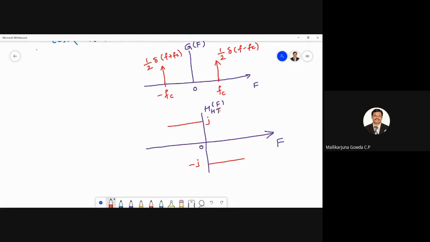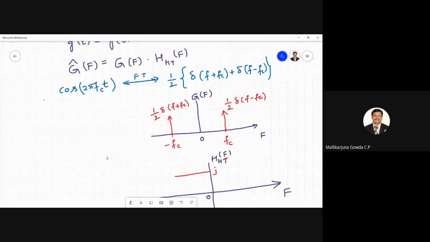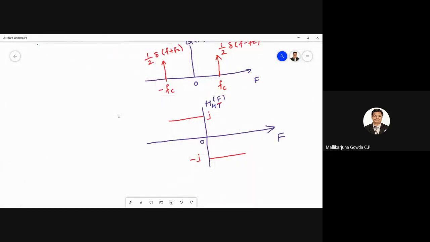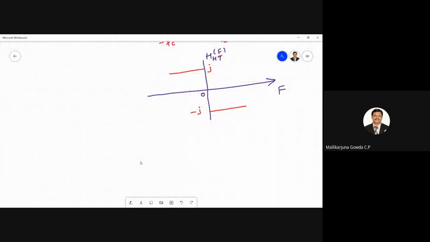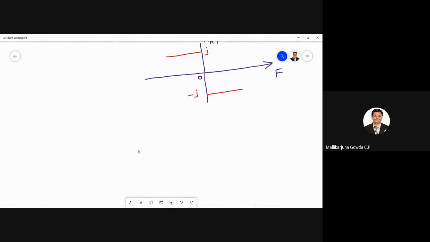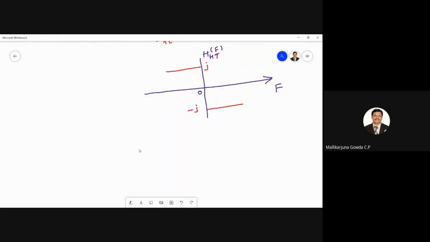Now the multiplication of these two yields what? Our equation is G cap of f, which is equal to G of f into HT of f. That is what I have written. So I wrote G of f and HT of f. If we multiply these two, I get G cap of f. So can we do that? Hope noted?